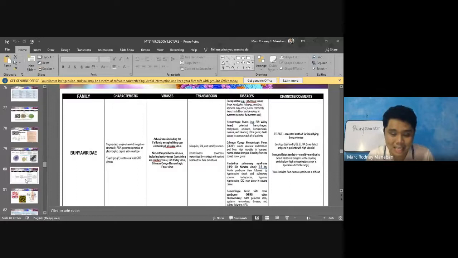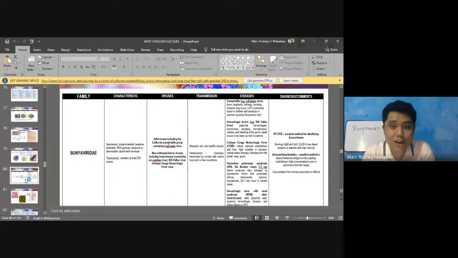Segmented single-stranded RNA genome. Now this is the first family of viruses that includes many arboviruses. Take note, arboviruses are the arthropod-borne viruses. And usually the arboviruses cause encephalitis, which is inflammation of the brain. Now, an example of that is the La Crosse virus. Aside from that, it also has a group that is non-arthropod-borne, which are the hantaviruses. And this includes the Sin Nombre virus, or no name.